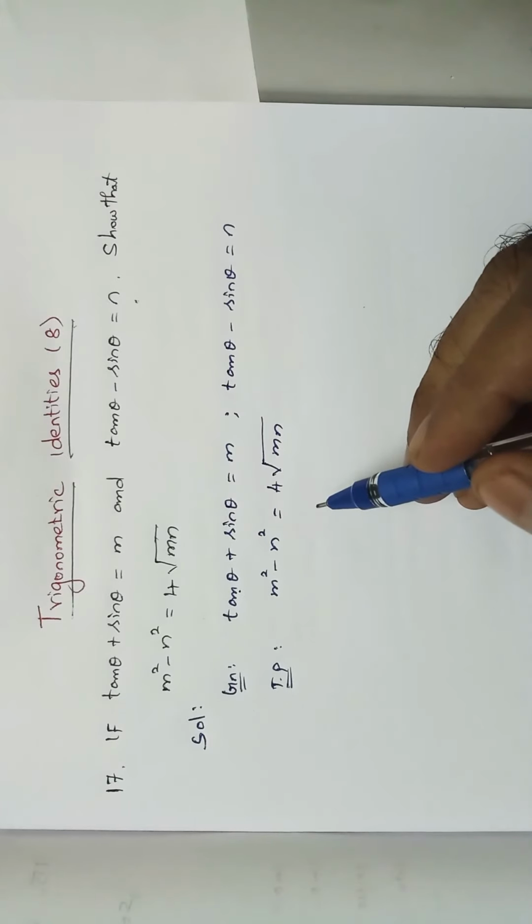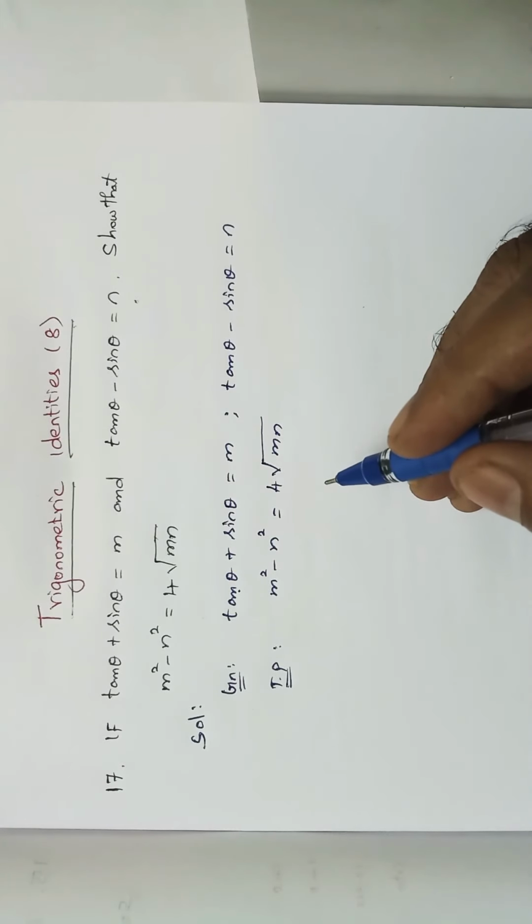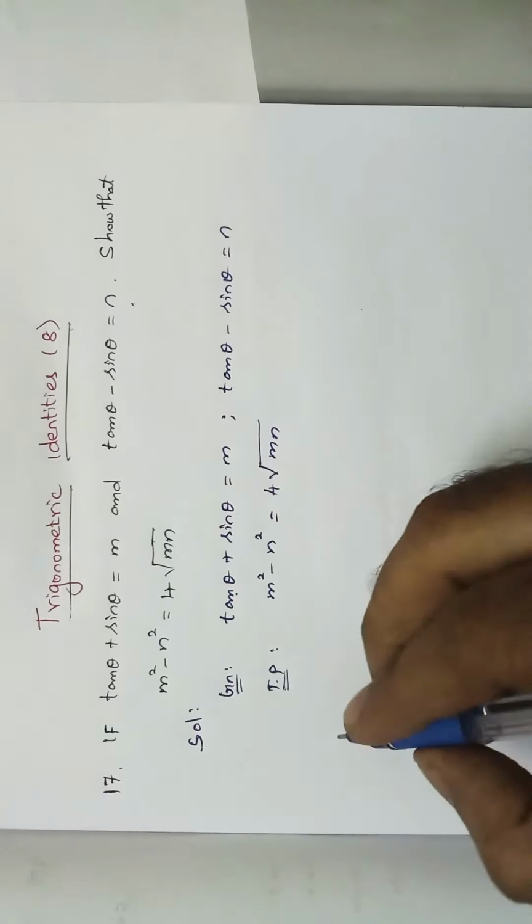Nothing is going to change, so directly you are just substituting and simplifying, by using the algebraic identity formula or trigonometric identity formula. Okay, I'm just taking the LHS.